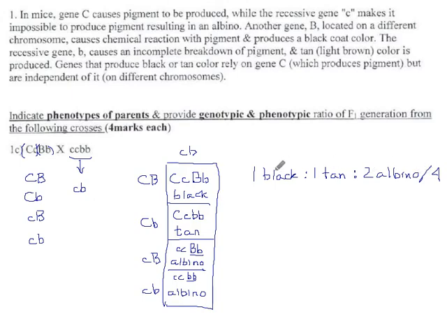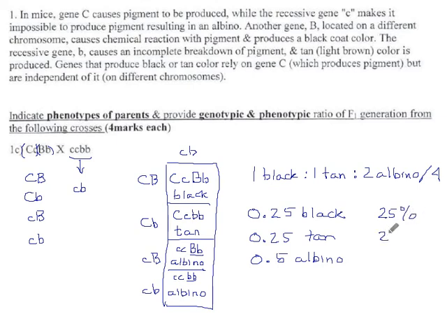And so you divide all of these numbers by 4, and you'd get a probability of 0.25 for black. 1 divided by 4 again gives you 0.25 for tan. And 2 divided by 4 gives you 0.5 for albino. And if you multiplied all those by 100, you could say 25% black mice, 25% tan mice, and 50% albino mice.